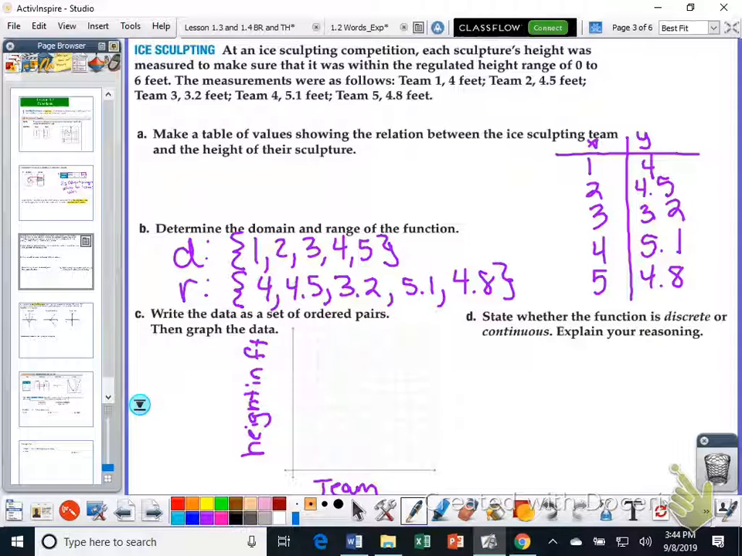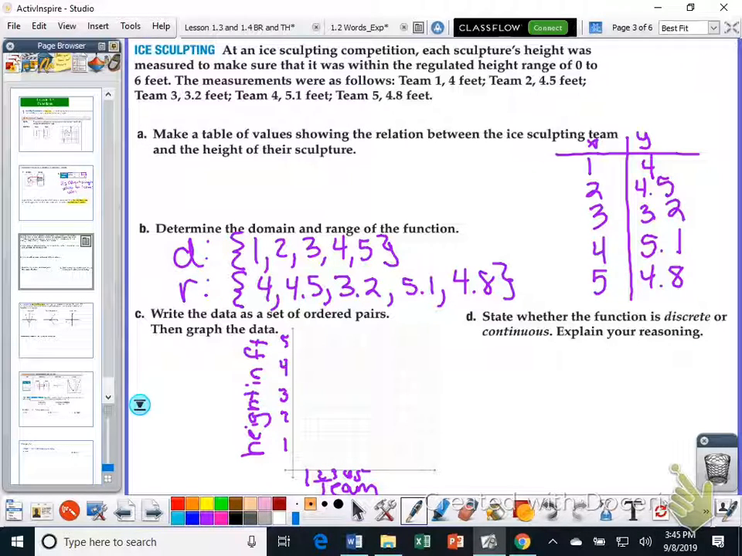However you want to do this, my highest is 5.1. If you want to go by half, so 0.5, 1, 1.5, 2, 2.5, 3, 3.5, 4, 4.5, 5, we could do that. You just got to look at your data to determine how you want to make your graph go. So then team 1, 2, 3, 4, 5. I'm sorry, you really can't see this.